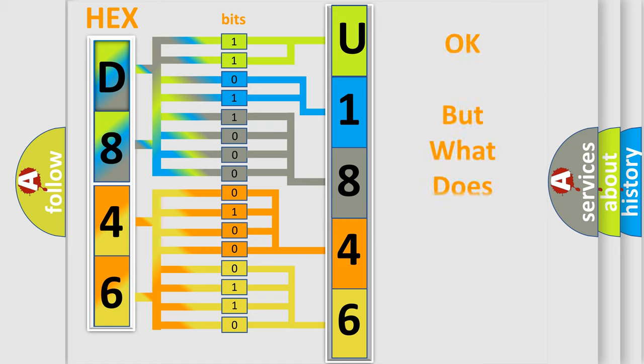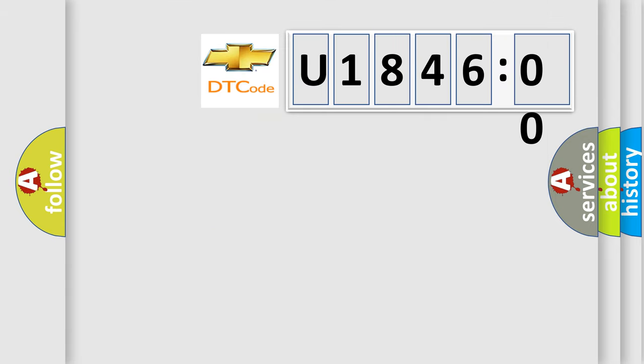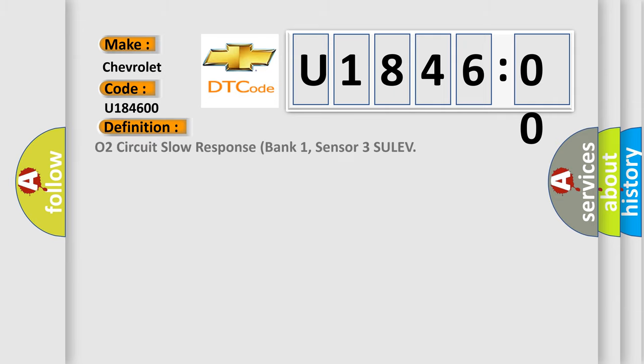The number itself does not make sense to us if we cannot assign information to what it actually expresses. So, what does the diagnostic trouble code U1846-00 interpret specifically for Chevrolet? The basic definition is O2 circuit slow response bank 1, sensor 3 SULEV. And now this is a short description of this DTC code.